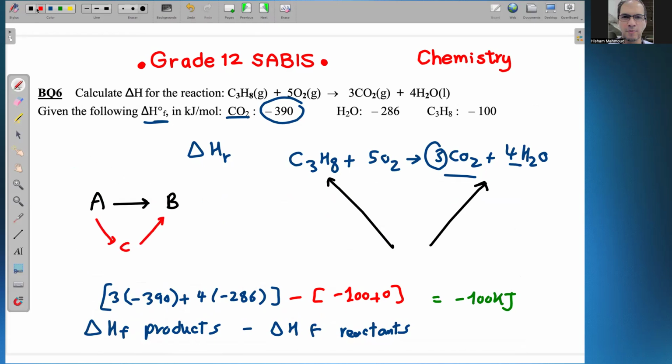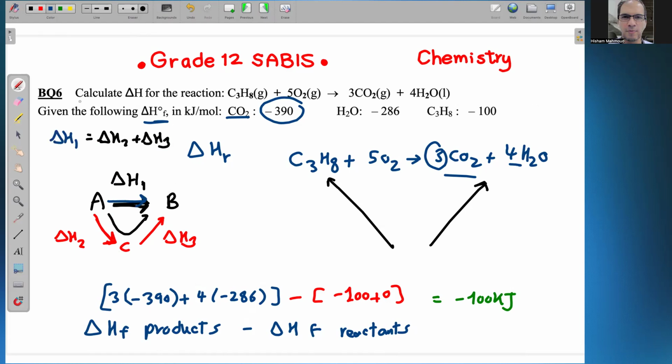So delta H1, which is the amount of heat needed to go from A to B, is equal to delta H2, that's going from here to here, plus going from here to here. Why? Because going from here to here is equivalent to going from here then to here. So if you move from A to C, then C to B, and add these two together, which is delta H2 and delta H3, it is equivalent to the same heat as going from A to B, that's delta H1.